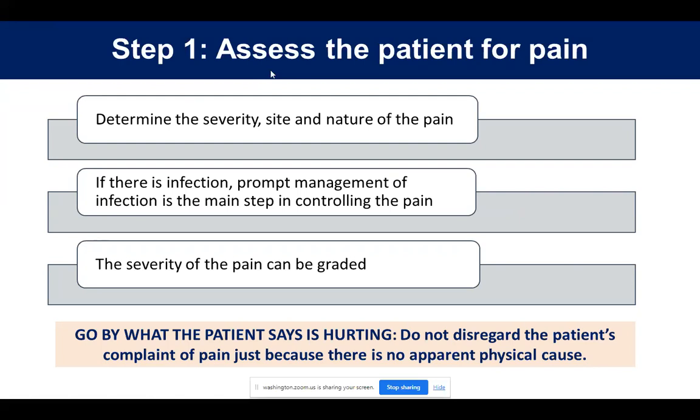If there is an infection, like an abscess, you drain out the pus from the abscess, and the pain is relieved. And the patient will say, yes ma'am, this pain is gone. If the patient is having oral candidiasis and he's saying it's paining inside my mouth, you just start with fluconazole and topical therapy like candida gel. He or she will feel pain-free while eating the food. So the severity of the pain can be graded.